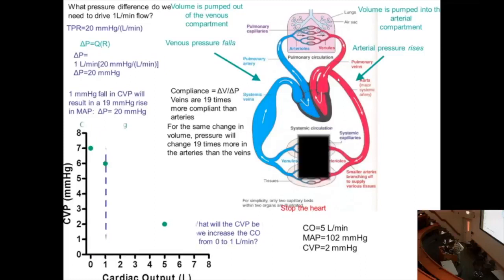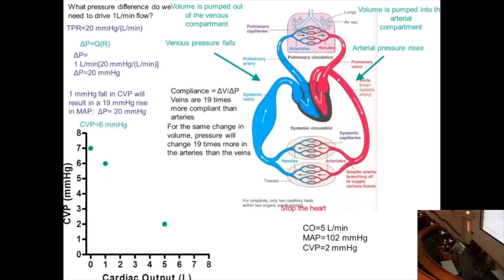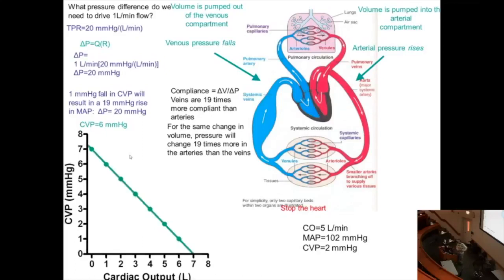So, and there's our next point. Cardiac output 1, central venous pressure, a 1 millimeter drop, and we have 6. And you can keep doing that if you want, and you can calculate each cardiac output, and you will see that it is a linear relationship, okay, between central venous pressure and cardiac output.